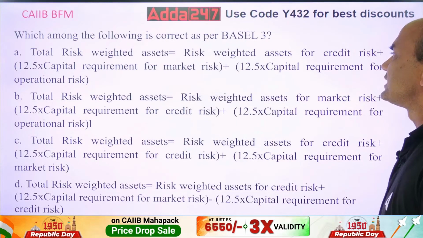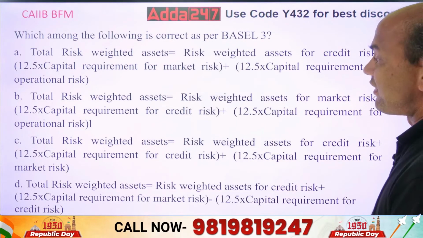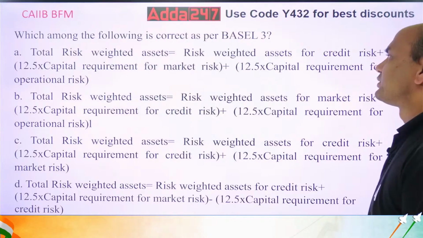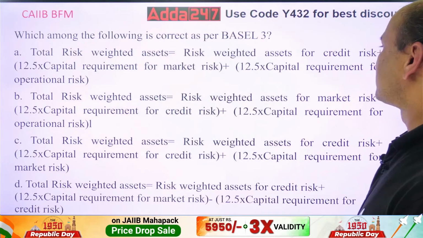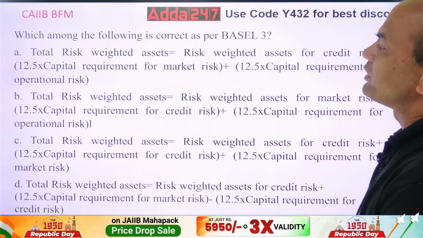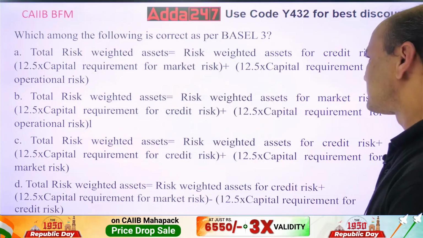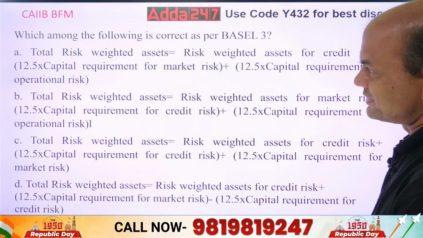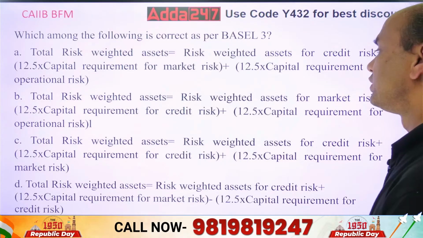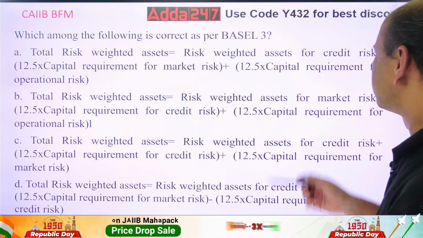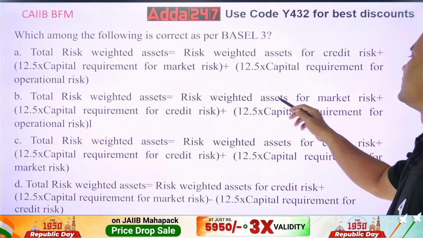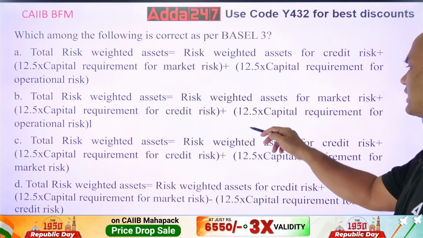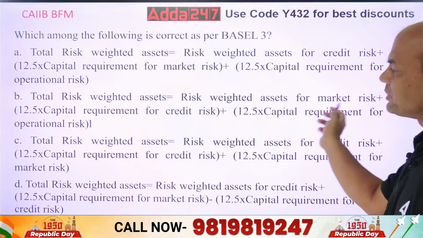Which among the following is correct as per Basel 3? A. Total risk weighted asset equals risk weighted asset for credit risk plus 12.5 into capital required for market risk plus 12.5 into capital required for operational risk. B. Total risk weighted asset equals RWA for market risk plus 12.5 into capital requirement for credit plus 12.5 into capital requirement for operational risk.